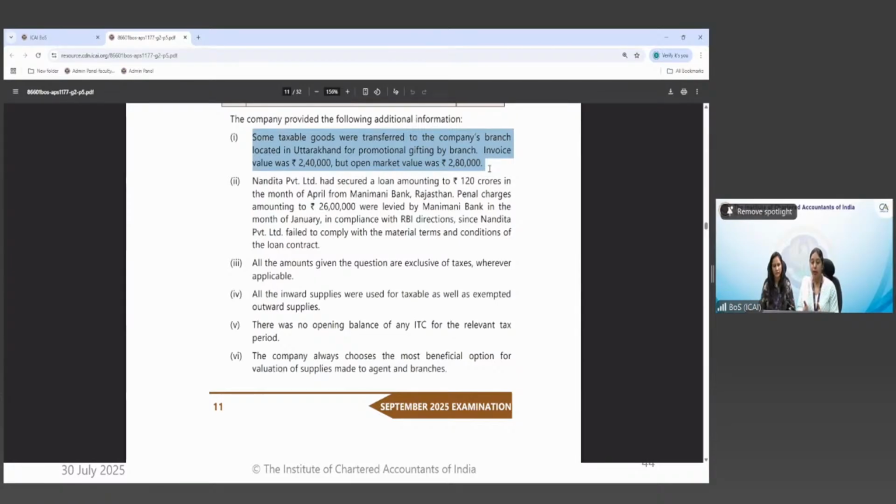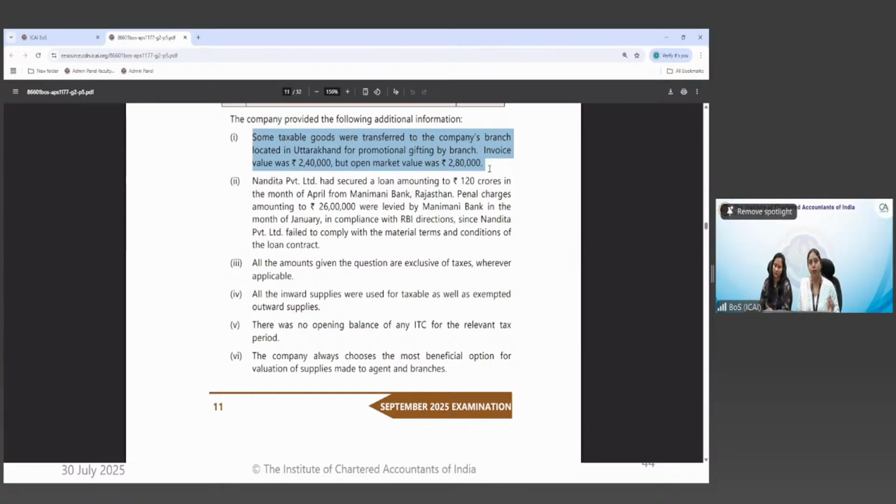This Nandita Private Limited has transferred some goods to its branch office located in Uttarakhand for promotional gifting. That means branch को आगे अपनी ये promotional gifting करनी है. It's a new branch which has been set up. Uttarakhand में इसकी branch है. Information is given in the first sentence, and it says that the branch is going to use it for promotional gifting. अब क्योंकि branch इसे promotional gifting के लिए use करने वाली है, तो branch is not going to get full ITC. In fact, not at all.